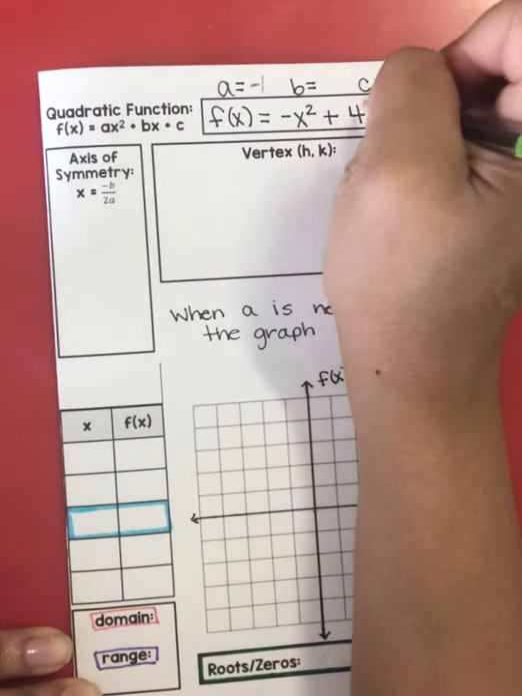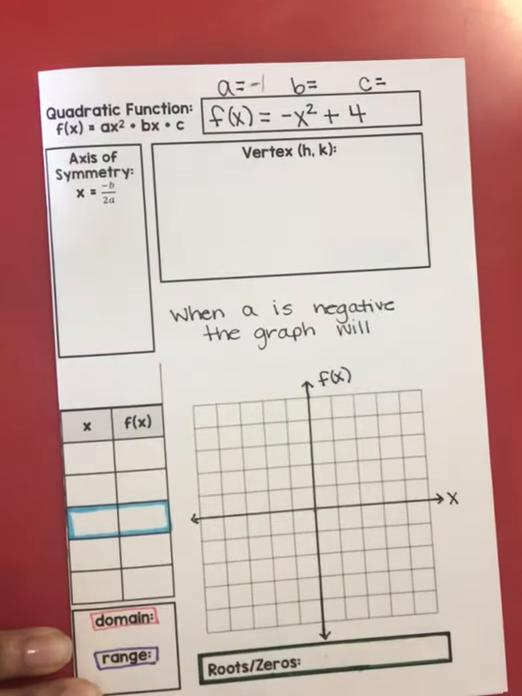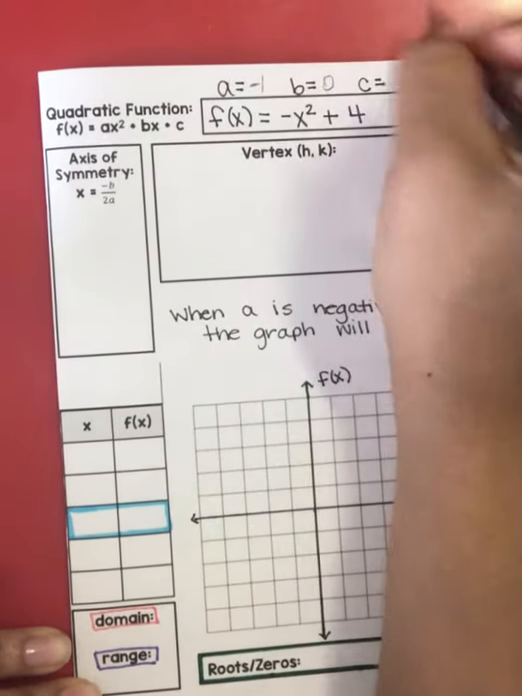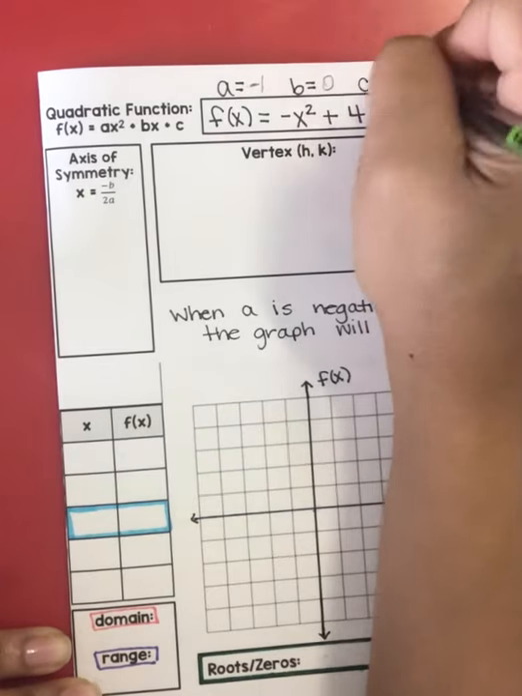My b value, well, I don't have a bx. So if I don't have a bx, what number do we use for something that we do not have? 0. And my c value is 4.